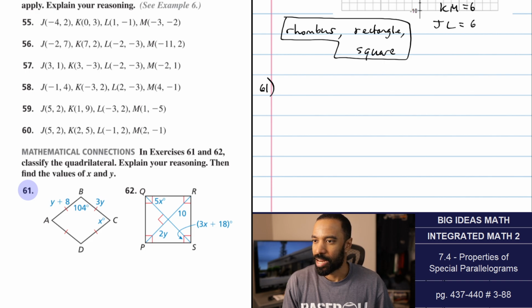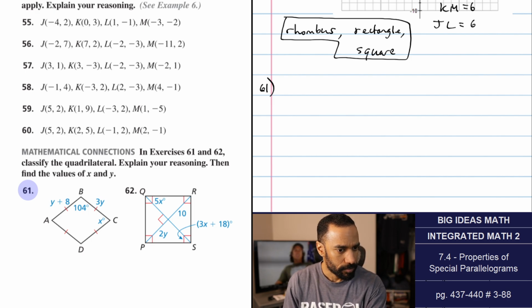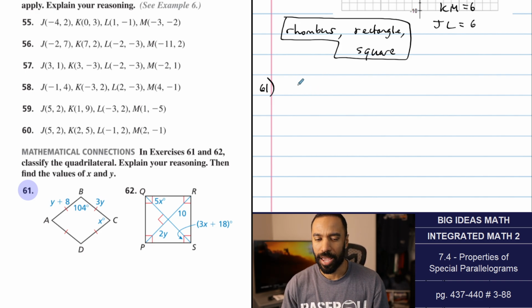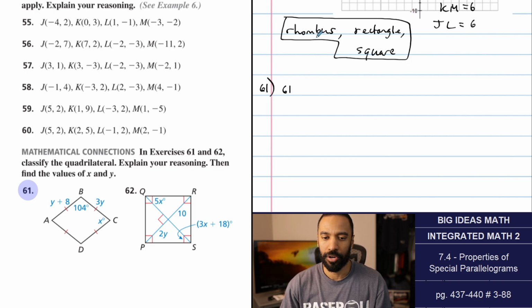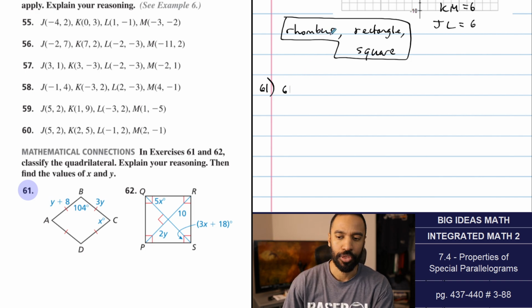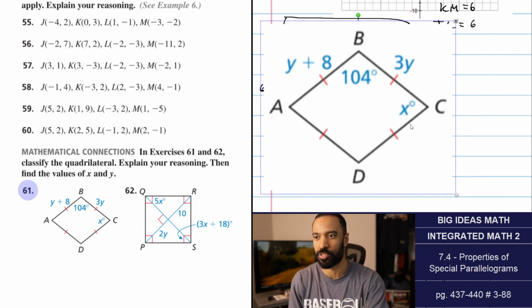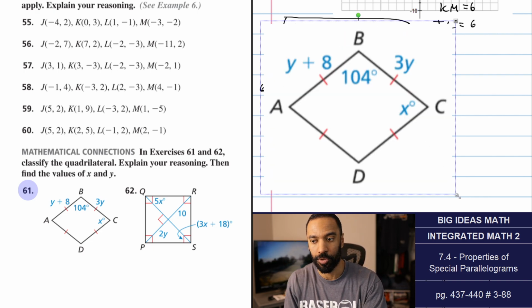Mathematical connections. In exercises 61 and 62, classify the quadrilateral, explain your reasoning, then find the values of x and y. Let me copy this over. Although there are 88 problems, it's not like at number 34 we start our mathematical connections word problems and proofs. I do know that we're going to have to do proofs later.